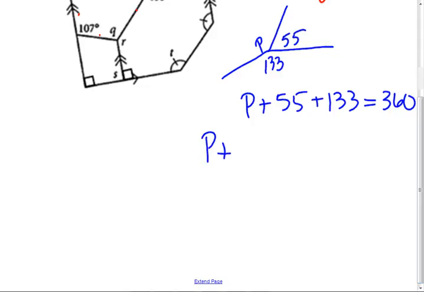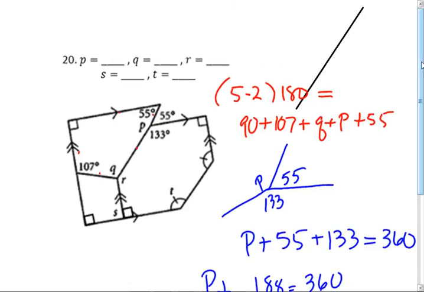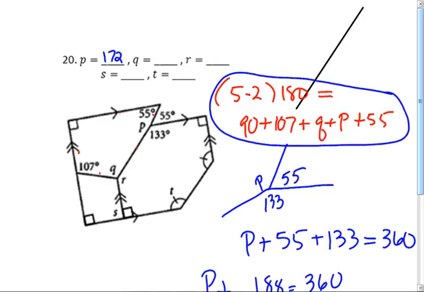Plus, this is 188 equals 360. So P is equal to 172, right? So it's so big, it does look like a straight line. So P is 172. To find Q, you have to solve this equation for Q because that is a pentagon. Doesn't look like it. I thought it was a quadrilateral, but it's not. It has 5 sides.